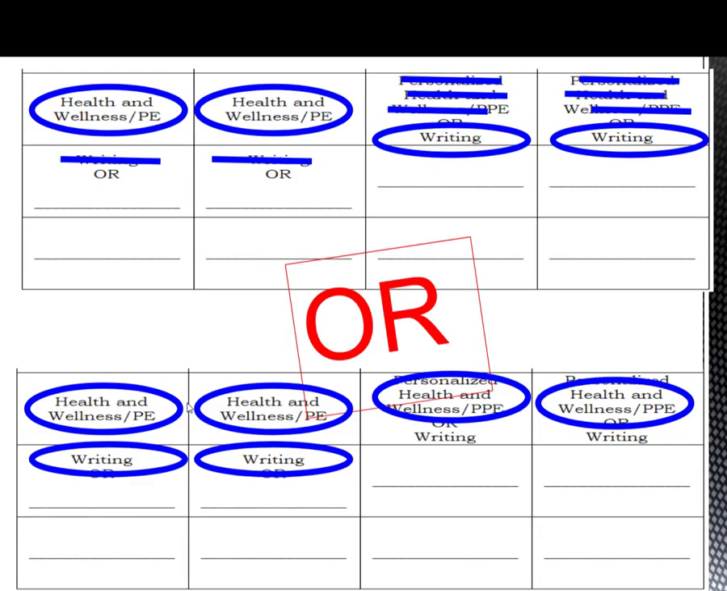And then on the back side, your sheet should look like either the top portion or the bottom portion. So if you're choosing health and wellness, it's going to look like the top. And you have 8 open boxes remaining to fill with electives. Or if you're doing personalized health and wellness, it's going to look like the bottom portion, and that leaves you 6 remaining spots for your electives that you're going to choose.